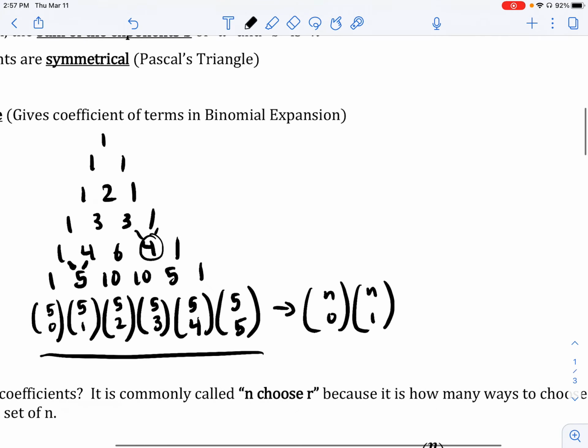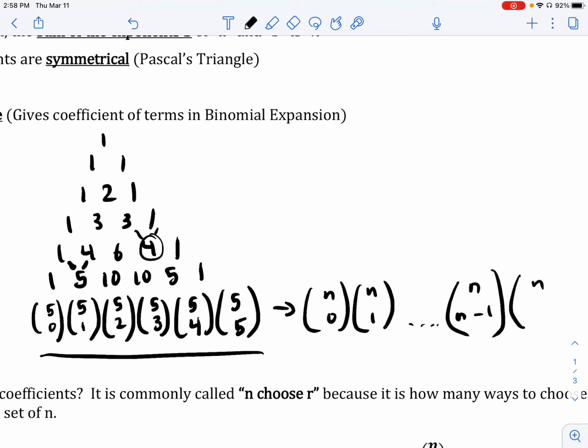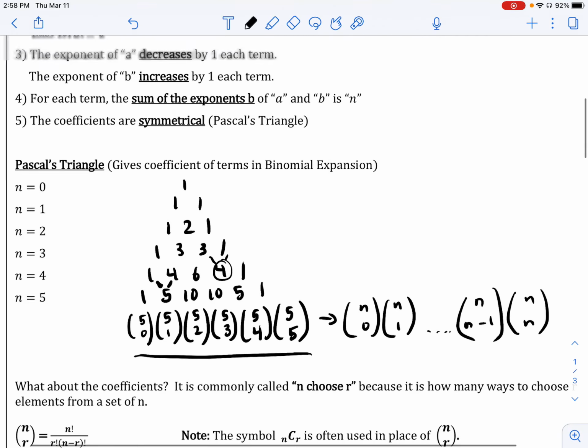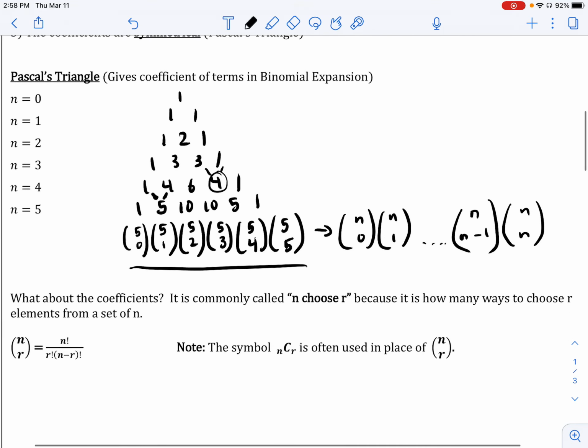All right, now let me break this down. Let me actually just finish writing this so we can get a sense that this is going to keep on going until you get to n choose n. So how are these coefficients generated?